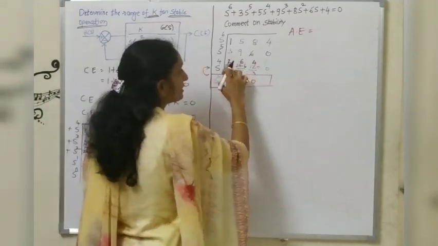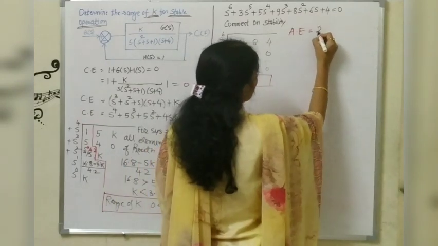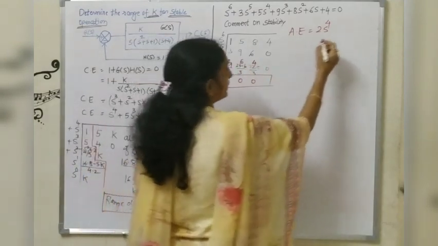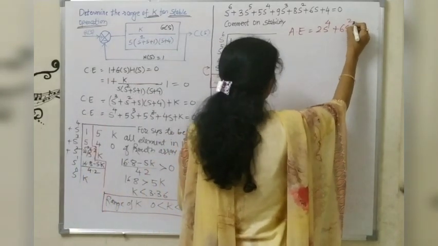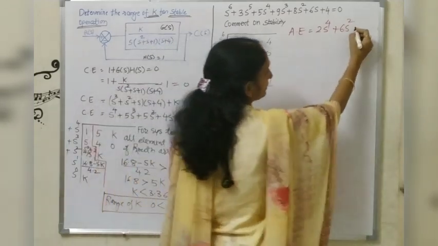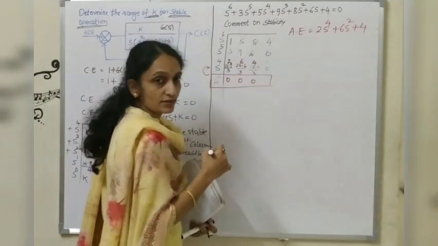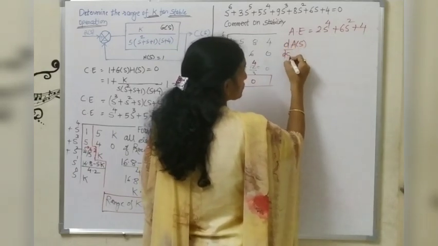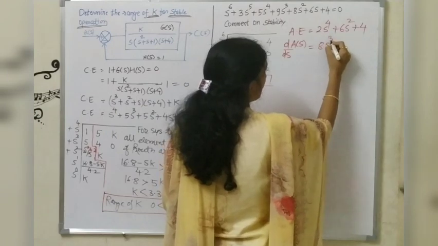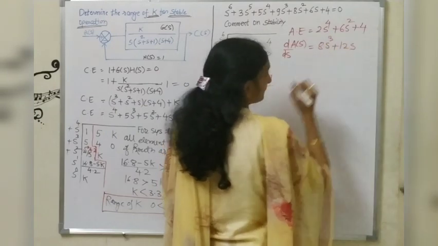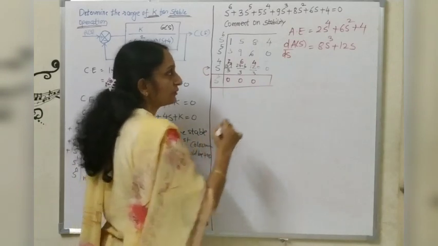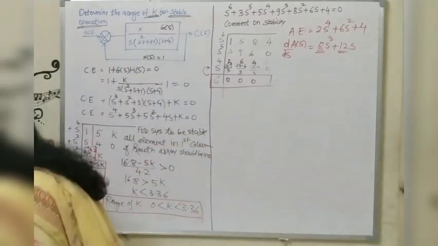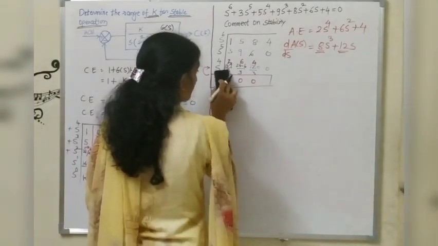So I will form the auxiliary equation like this, look at this, 2s raised to power 4, I will skip one term, then it will be 6s square, okay. Again I will skip one term, plus 4. So this will be my auxiliary equation. Next I need to calculate the derivative of this auxiliary equation, okay. So this will be 8s cube plus 12s, okay. So we know that what we are doing, we are replacing the 0th row with this row, okay. So what I will do, I will replace this 0th row, okay.